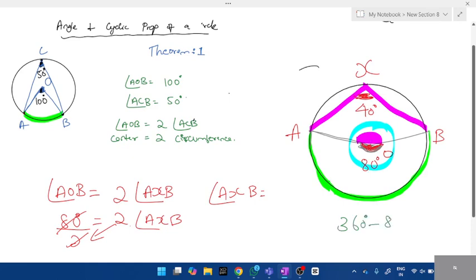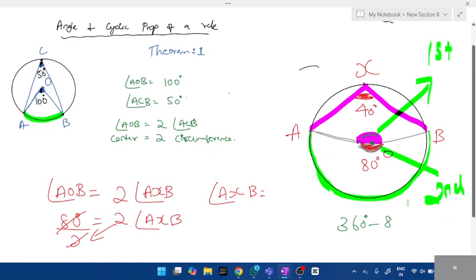You should remember even this. The top one, this pink one, entire circle is 180. Look, this is a complete circle. This is first half, this is second half. So 80 degrees, 360 minus 80, even that question they might ask you. Okay, the last question is like this.